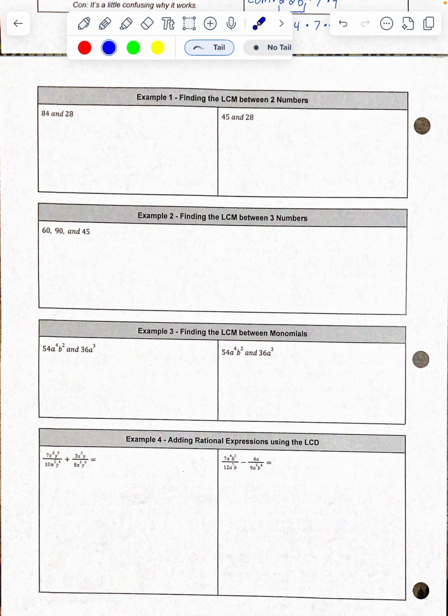So we're going to find the LCM between two numbers. My favorite way is the ladder method, so let's use ladder. So when we have the 84 and 28, I'm thinking, hey, what goes into both of these? And I'm thinking, hey, 2 right away goes into both of these. And we get 42 and 14.